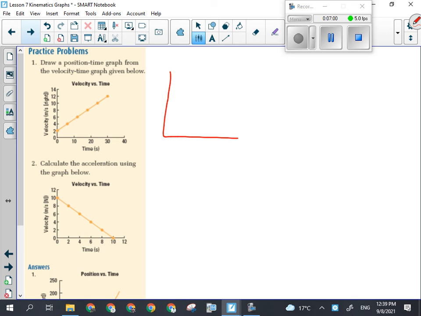Our position versus time graph would look like this, showing an object going faster and faster. Okay, you got it backwards. If that was a position time graph, the velocity time graph would have been a flat line. I think that's what you're thinking because we did that yesterday.